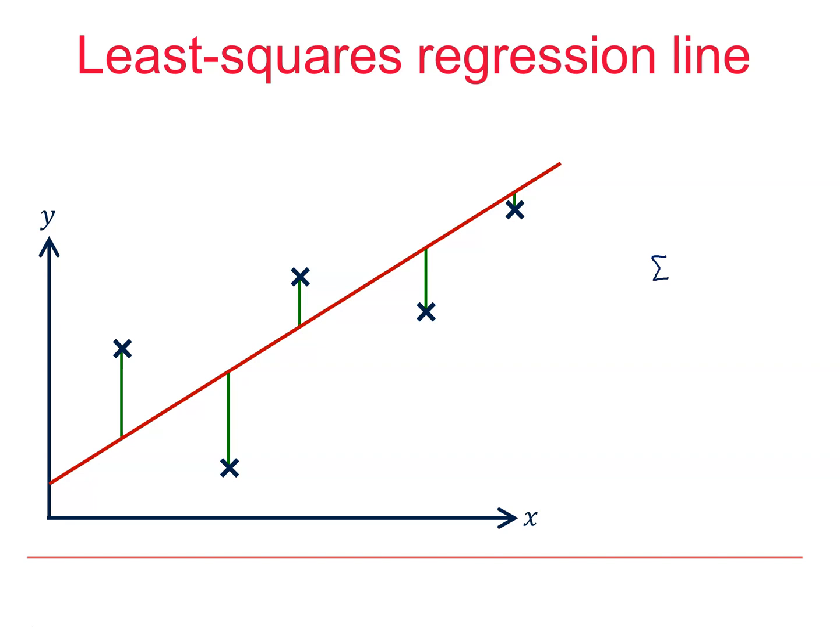So what we have is each of the residuals squared and added up, and we're trying to minimise that value. That's why it's called the least squares regression line.